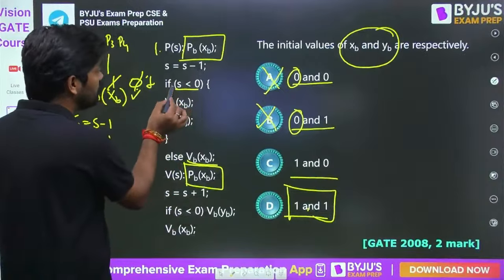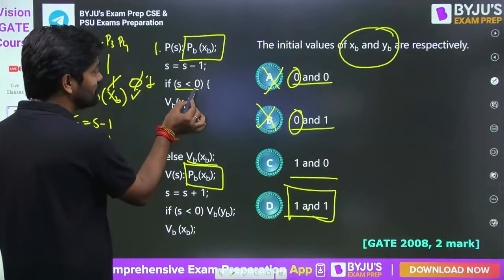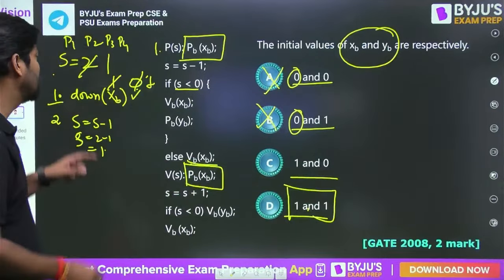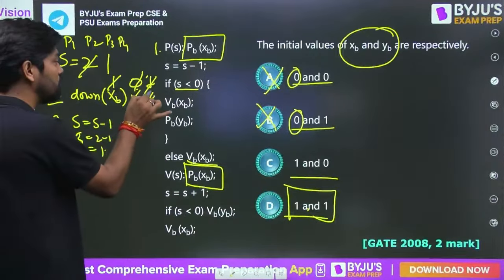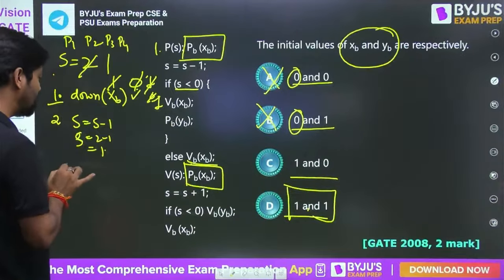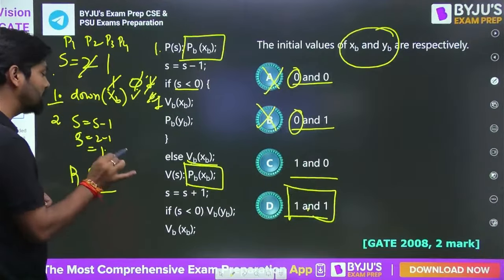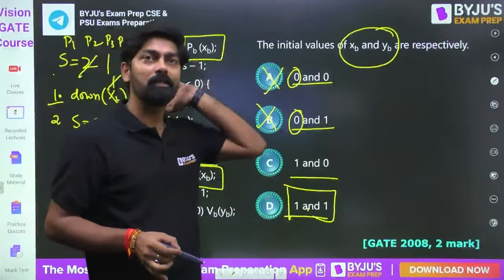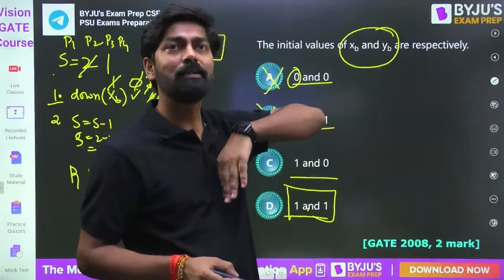Is 0 less than 0? No. So it will come to this part: V on XB, once again XB becomes 1, so 1 to 0 and 0 to 1. Now P1 is already in the critical section, and P2 is already in the CS. Now P3 wants to come. According to the counting semaphore, because I have taken S equal to 2, a maximum of 2 processes will be inside the CS.